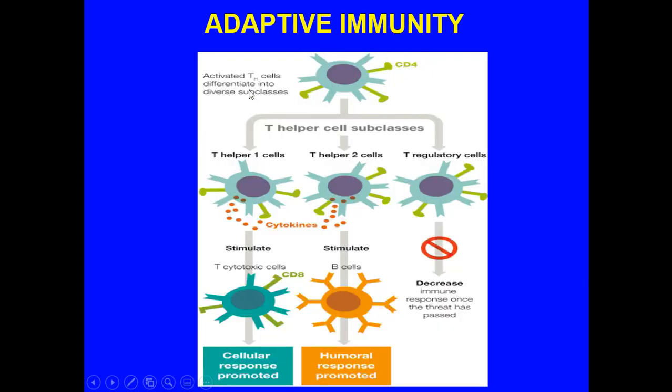Here you have the CD4, so this is activated T helpers. And you see the classifications, T helper 1, T helper 2, T regulatory cells. T regulatory will decrease immune responses. T helper 1s stimulate T cytotoxic cells. So you're going to have cellular response promoted. Remember, cellular response, go right after infected cells, cancer cells, tumor cells, things like that. T helper 2, you notice that they will stimulate B cells. In B cells, we have the humoral response promoted. When I talk humoral response, I'm talking about proliferation and the production of specific antibodies.